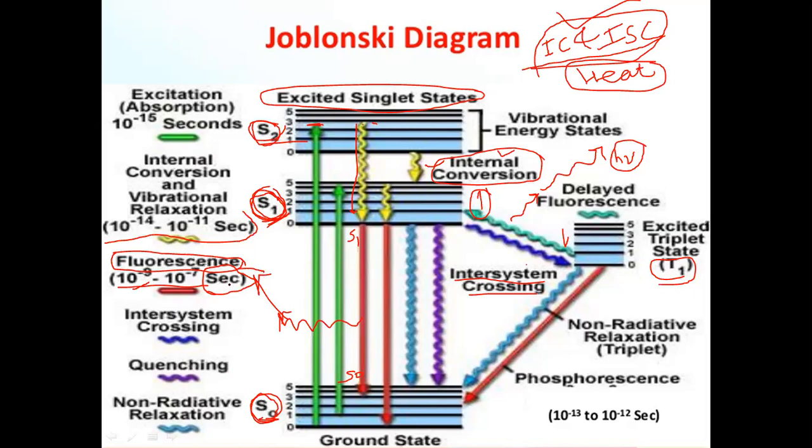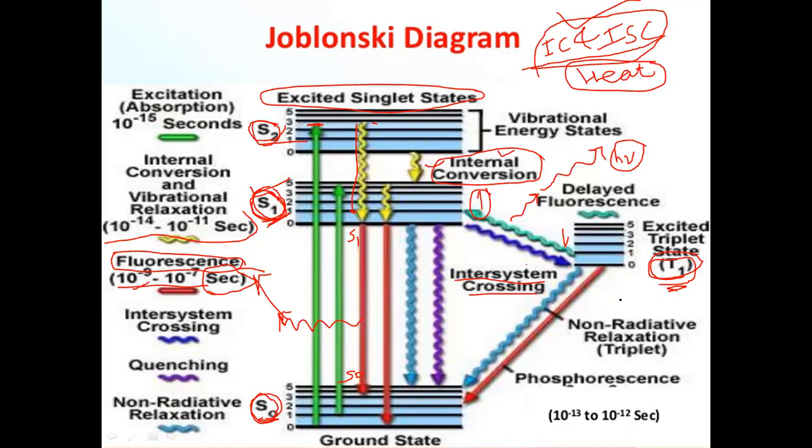Next one: due to inter-system crossing, the singlet excited state electron moves to the triplet excited energy level. So their spin is changed. And the energy of the triplet excited state energy level is less, or small, as compared to the singlet excited energy level. The triplet energy level is lower than the singlet excited energy level.